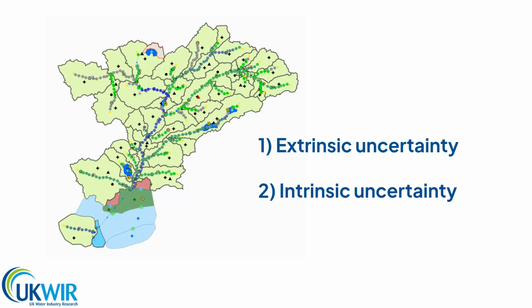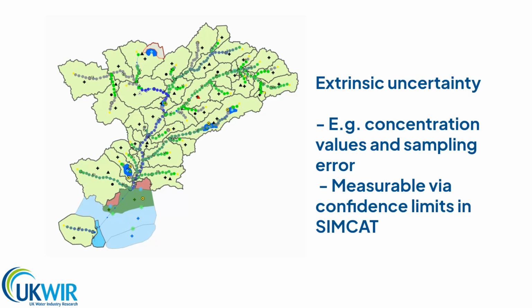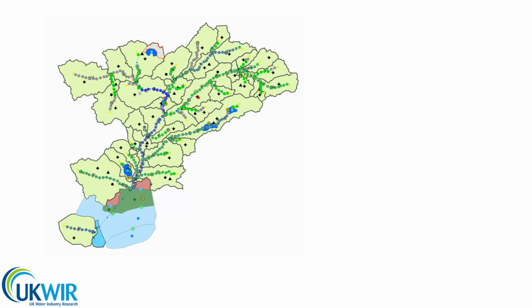We like to distinguish between two different types of uncertainty: extrinsic and intrinsic uncertainty. Extrinsic uncertainty generally can be measured. For example, the confidence interval range around measured or predicted mean concentration values. In SIMCAT, however, sometimes we're forced to use default values. If we're using default values, it might be more difficult to measure the uncertainty around that particular parameter.